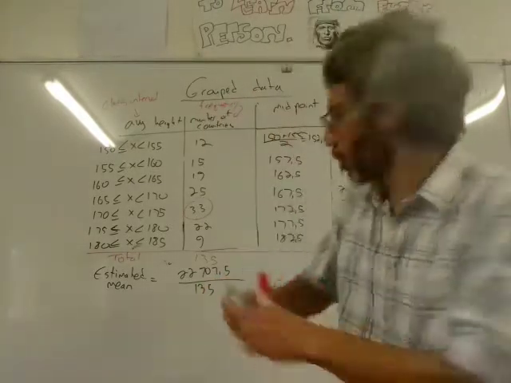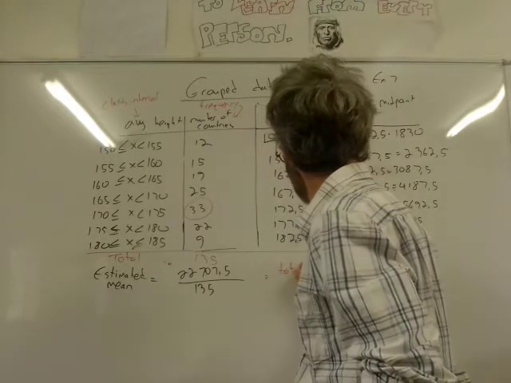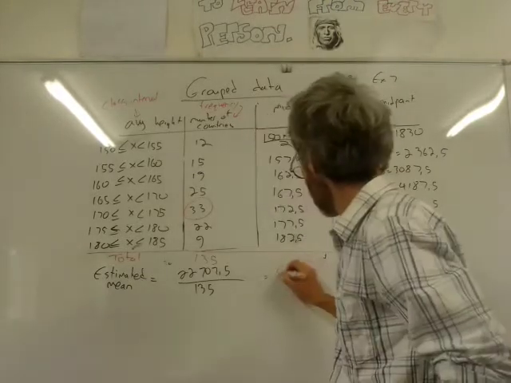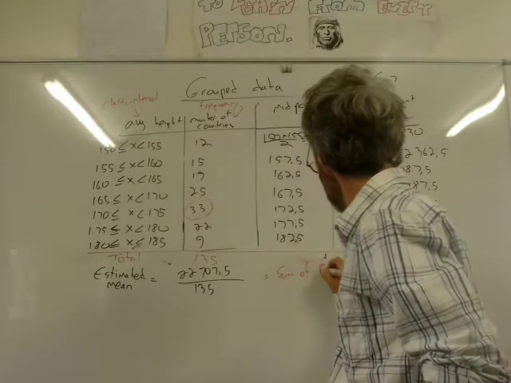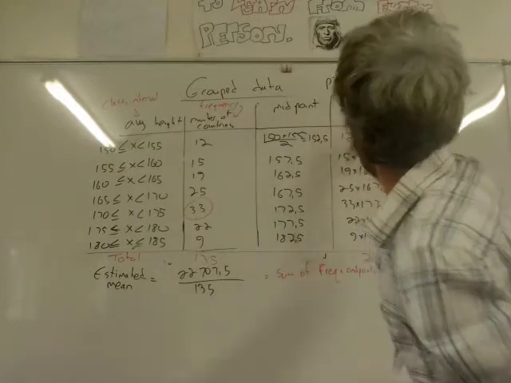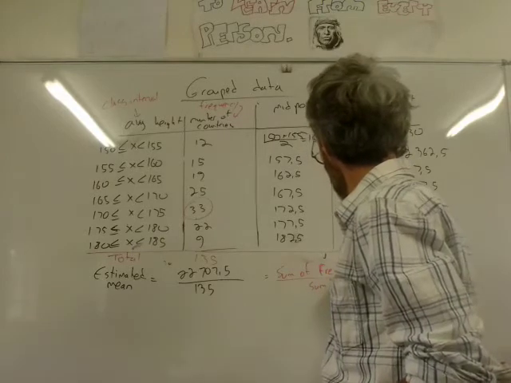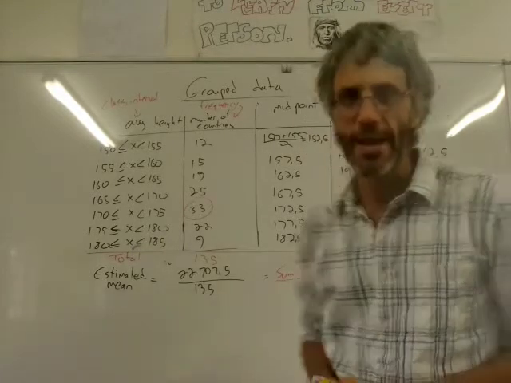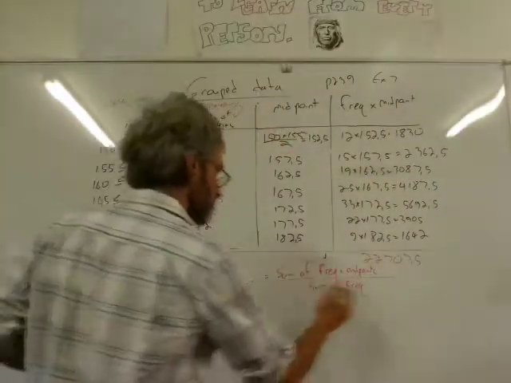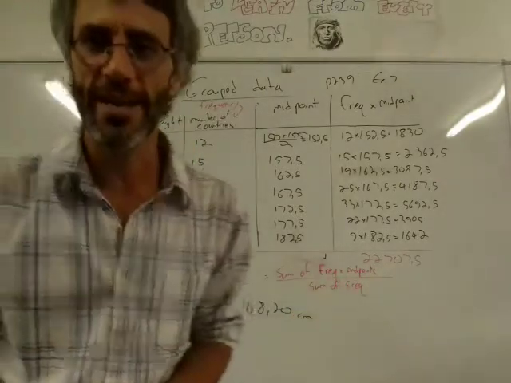I'll write a general formula. You sum up the frequency times midpoints, and you divide it by the sum of frequency. In this case, I got 168.20, so we got 168.20 centimeters. That was my estimated mean.